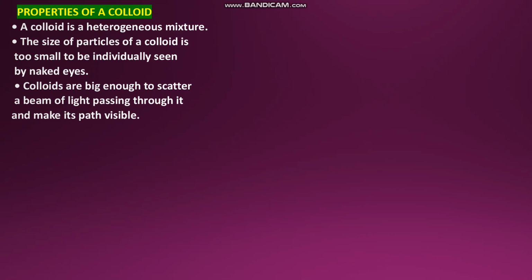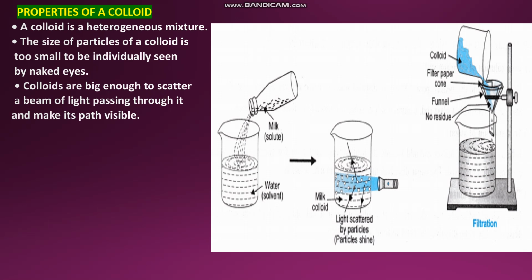Colloids are big enough to scatter a beam of light passing through it and make its path visible. We have seen already, milk mixed with water is an example for colloid. So when a beam of light is passing through the milk colloid, we can see its path. Why? The particle size is big enough to scatter the beam of light.